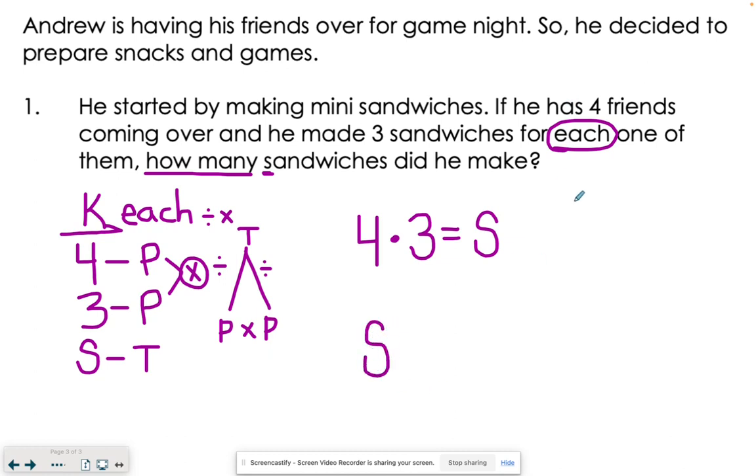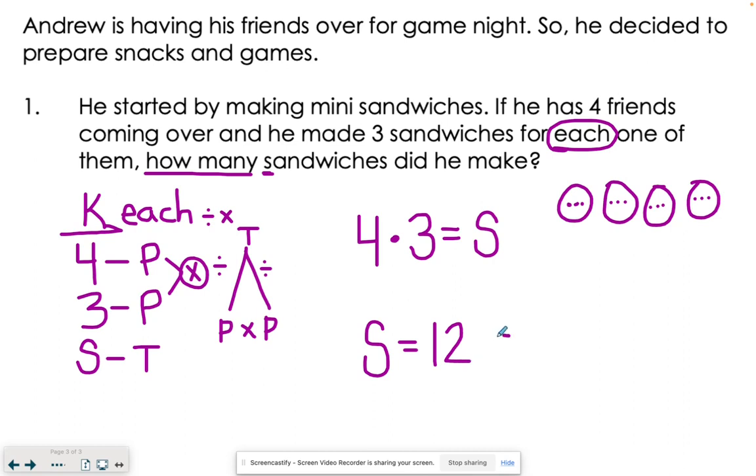Well, we could do this problem in a couple of ways. We could do it in equal groups. I have 4 friends, and each friend is getting 3 sandwiches. So I could put 3 dots inside each one. And then I can count how many sandwiches total. Or I can do my skip counting. 3, 6, 9, 12. And I know that Andrew needs to make 12 sandwiches.